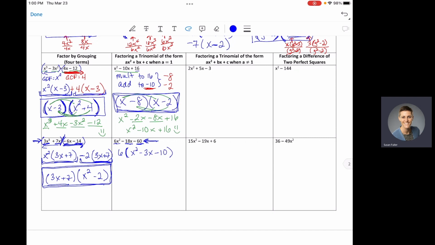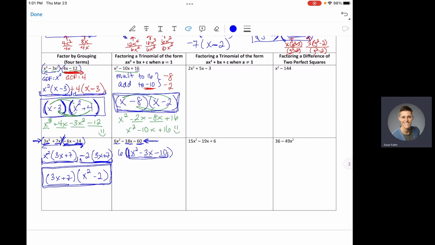So after we take that greatest common factor out, now we're going to look at the thing in parentheses and see if we can do more work there. So we're going to look at this guy right here. I have three terms, 1, 2, 3, and the number in front of my x squared is a 1. That means we're going to use our double bubble process.